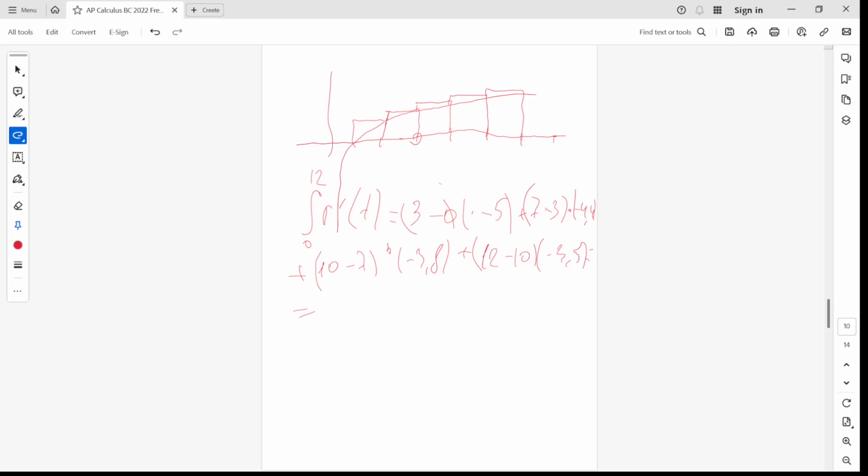Let's calculate. So this is minus 15. This is 4 times 4.4, it's 17.6. This is 3 times 3.8, it's minus 11.4. And this is 2 times 3.5, it's minus 7. This is 29. So we will get minus 51.